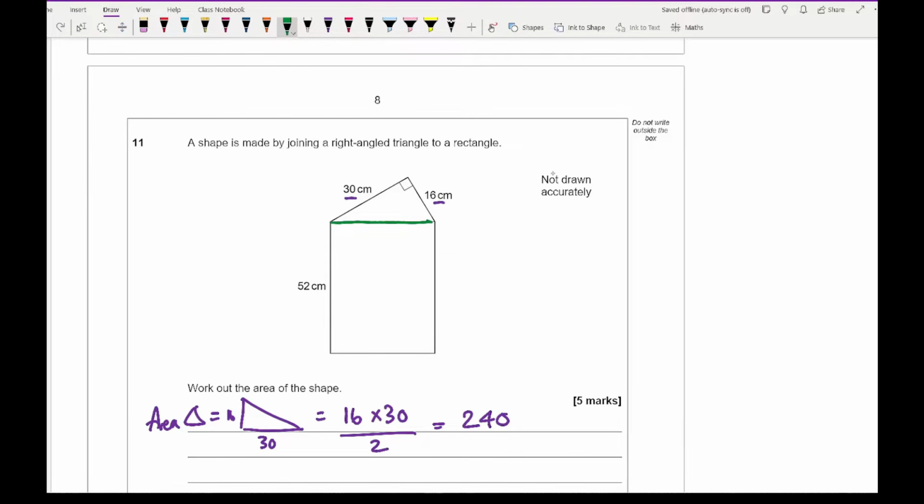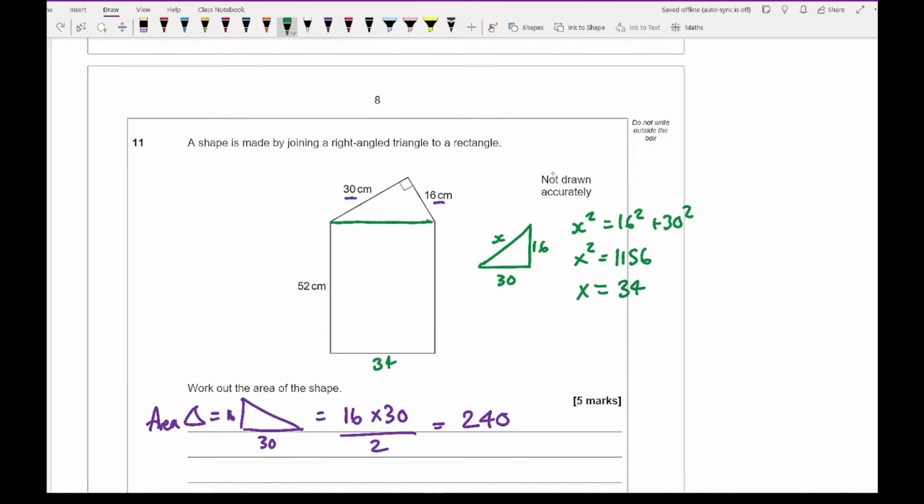So if I just take that triangle out and call that x, then this is 16 and this is 30. So I then need to use Pythagoras to work out what the width of that rectangle is going to be. So x squared equals 16 squared plus 30 squared. 16 squared plus 30 squared gives me 1156. And so to work out x, I square root that number and I get 34.